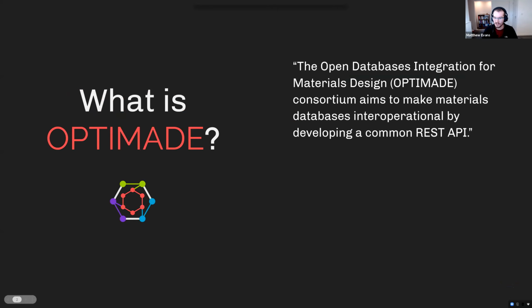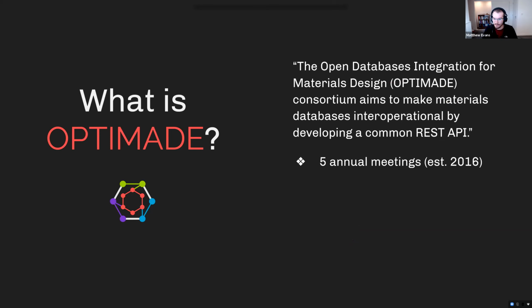I took this from our website, so it has to be true: the Open Databases Integration for Materials Design, which is what Optimade stands for. This consortium aims to make materials databases interoperable by developing a common REST API. We're going to make sure we understand what REST API means. Hopefully you've already used materials databases and you can see why this would be a good idea. The exercise is going to lead you through some examples of how you could use it in your research.